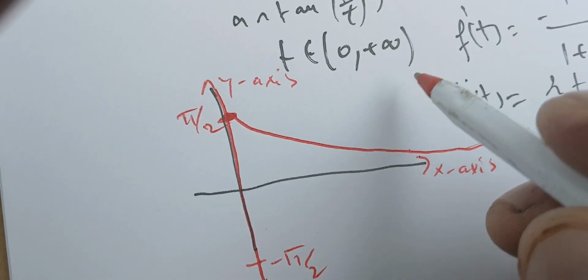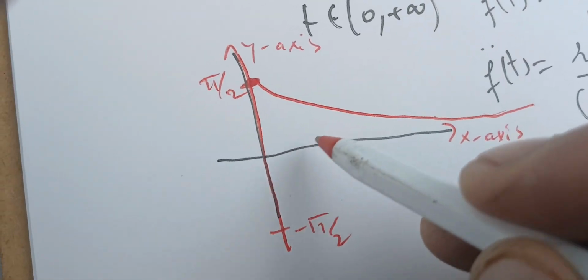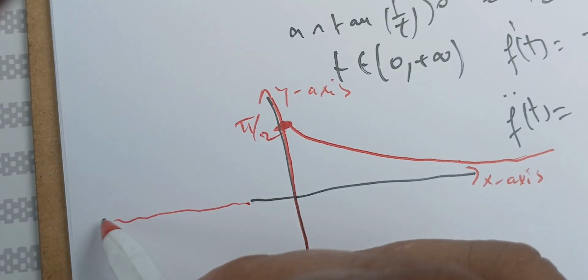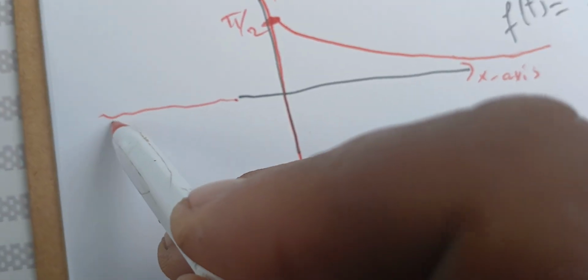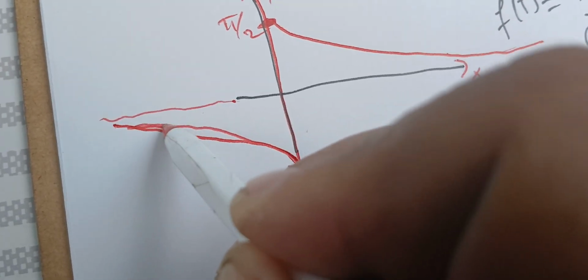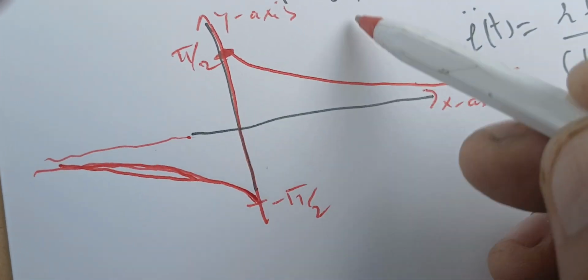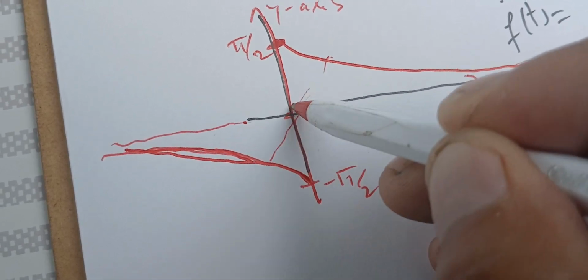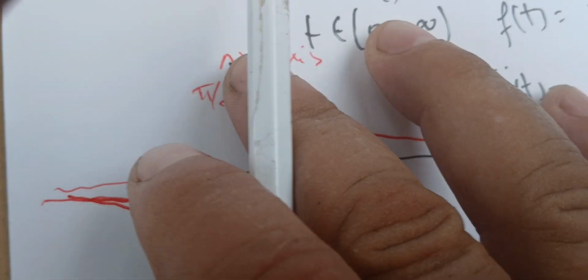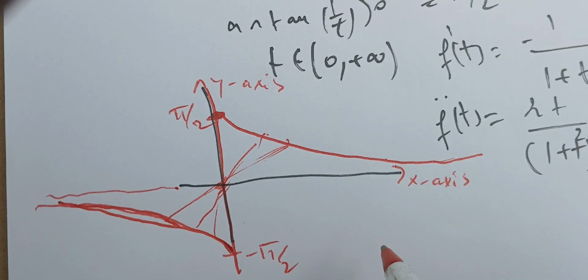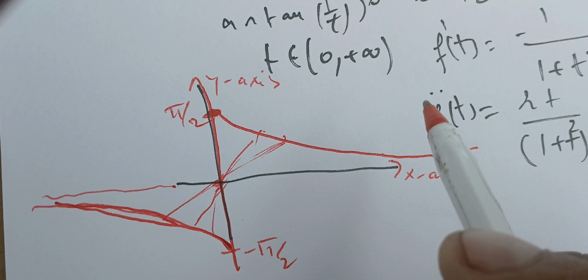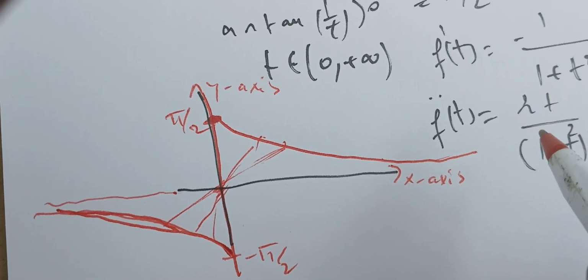Next, I'll take the symmetric with respect to the origin, because it's an odd function, and therefore my function is like this. I'm not drawing it exactly right, but you get the idea. You take the symmetric with respect to the origin of any point, and you get the graph. Is there anything that I missed? I think that's all. So this is how we do the graphing.